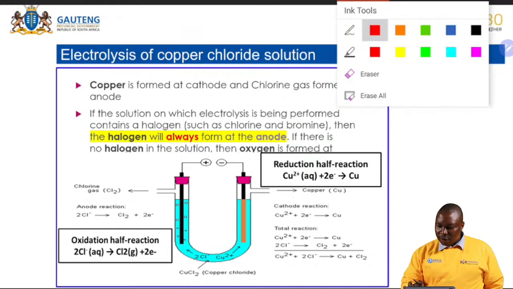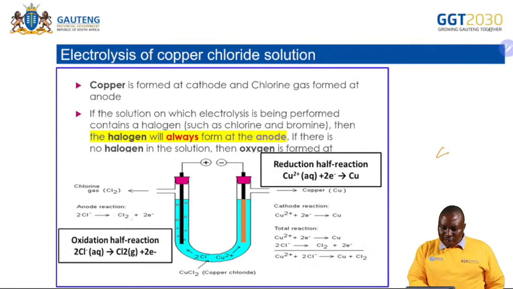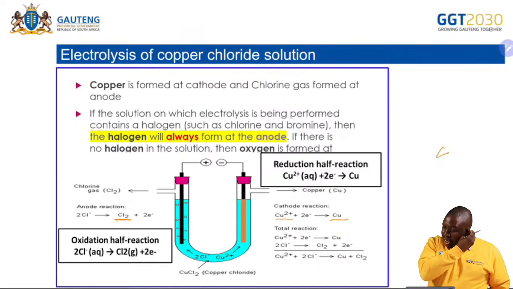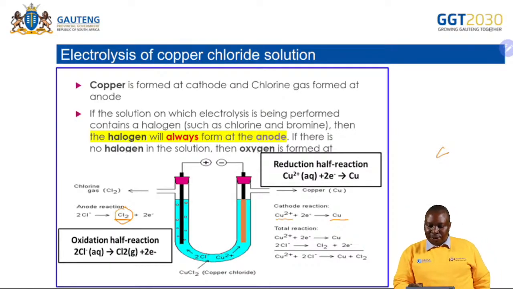So our chlorine will lose electrons. When chlorine loses electrons, it becomes Cl2, so Cl2 gas will be formed. Copper 2 plus will gain those electrons and become copper. So you see that at the anode there is formation of chlorine gas, and at the cathode there is formation of copper.